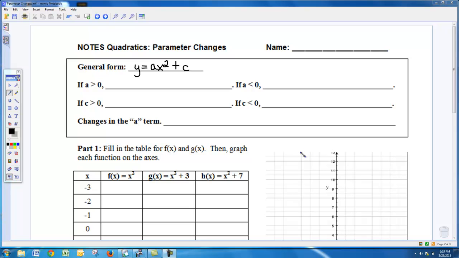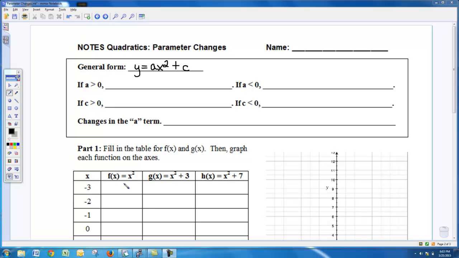Hello everyone. Today we're going to be talking about parameter changes of quadratics. Remember, the graph of a quadratic is a parabola, so we're going to be seeing what happens to the parabola when we change different parts of the parent function. The quadratic parent function is y equals x squared, or f of x equals x squared.